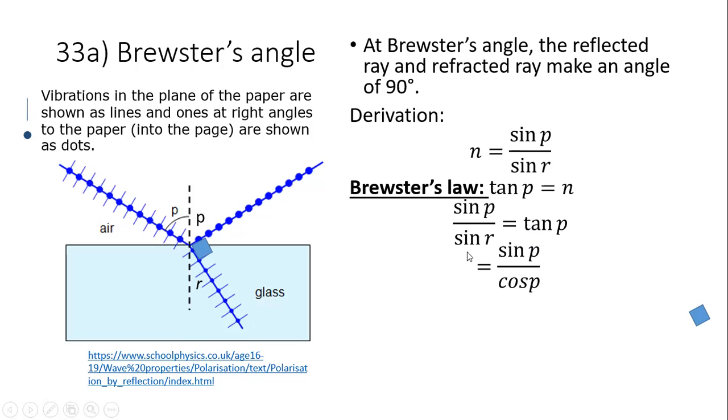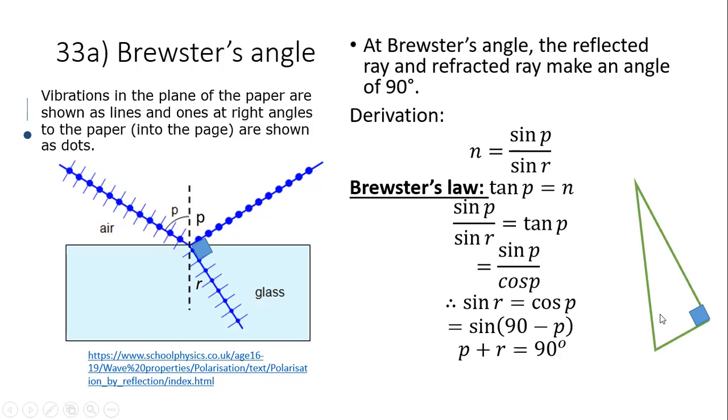We cross multiply, we got that. Remember, P and R is 90 degrees. We can write it as sine of 90 minus P. That's our P, this is our R, this is our 90 degrees. So from here we can write that R equals 90 minus P, or R plus P is 90 degrees. Anything not clear? So far okay.